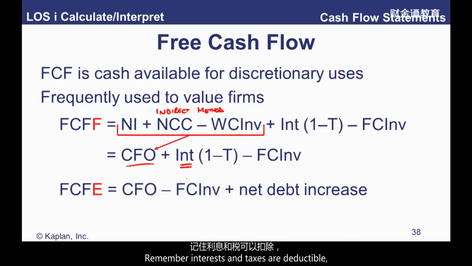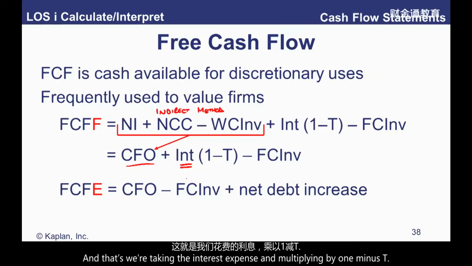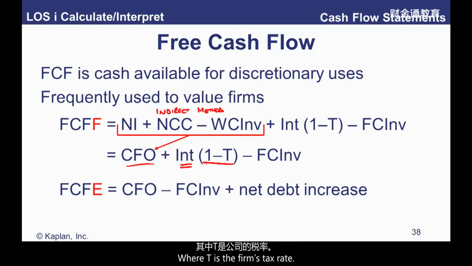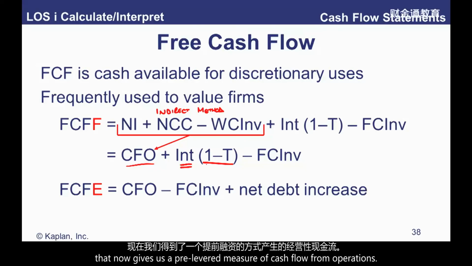Remember, interest is tax deductible and therefore saves you tax. So if we want to know what the cash flow was before interest payments, we need to add back the interest, but we also need to lose the tax shield. And that's why we're taking the interest expense and multiplying by 1 minus T, where T is the firm's tax rate. So we're adding back net interest.